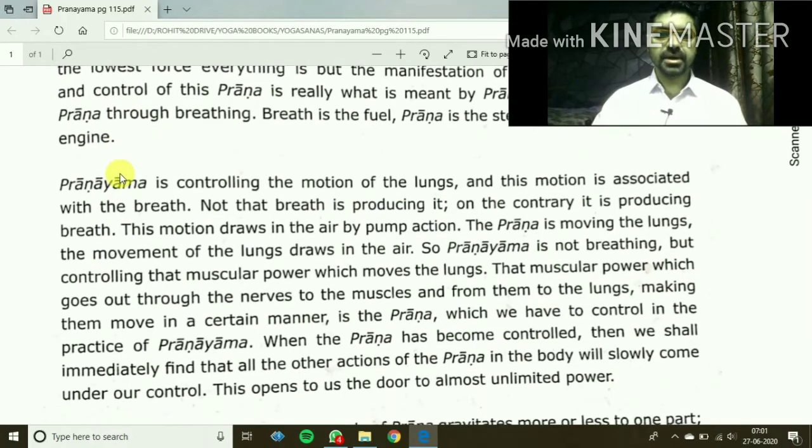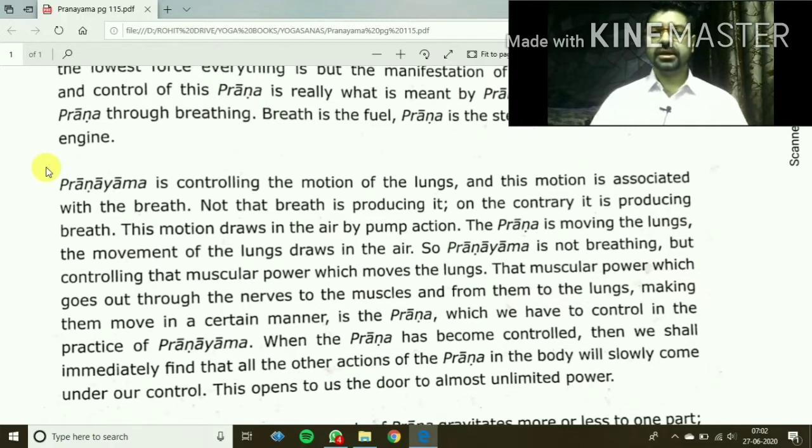Next, we'll go to the second paragraph. Pranayama is controlling the motion of lungs. In simple words, when you inhale, you take the air inside. When you exhale, you breathe out. Pranayama is the motion of the lungs.